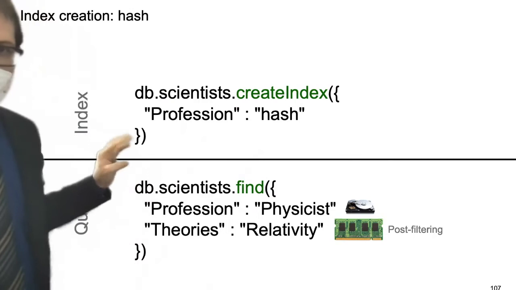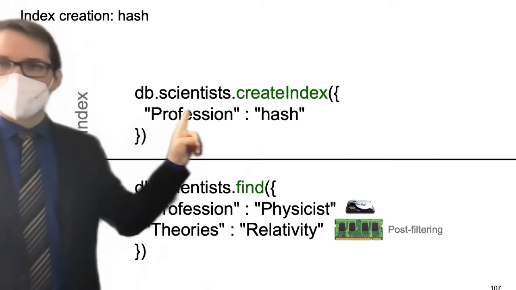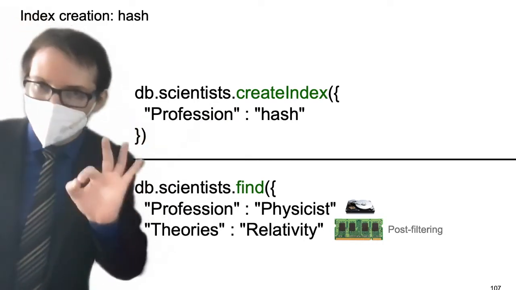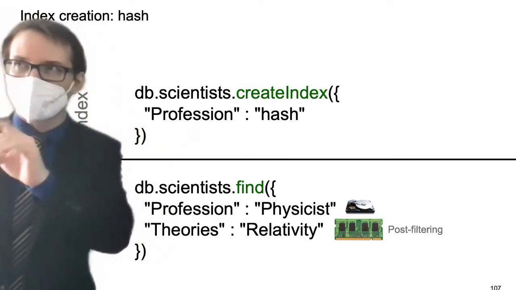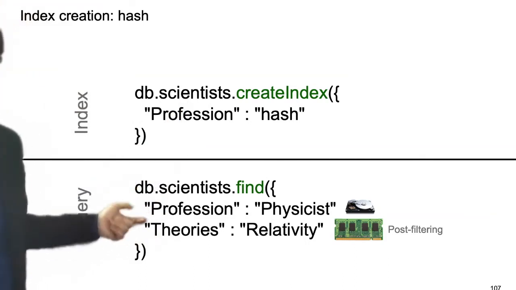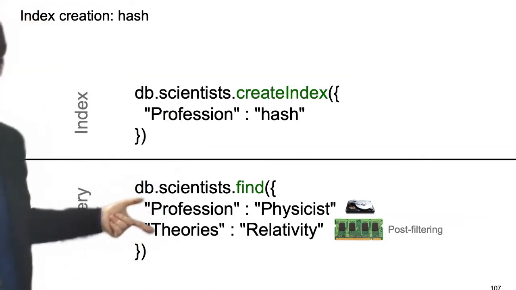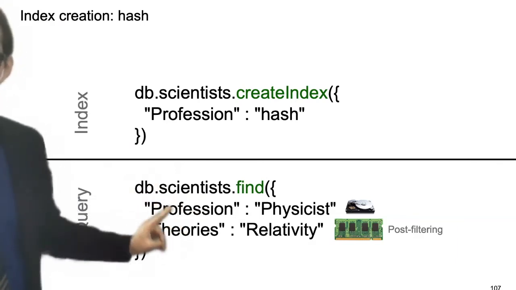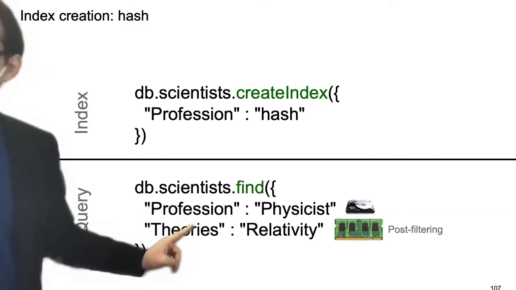Here's another one. I might have an index on profession that is a hash index. Means that whenever I query for a specific value for the profession, not an interval, right? Specific value, then that's instant. Look at this query here. It's asking for the 2 filters, first on the profession and second on the theories. MongoDB is able to accelerate that query.